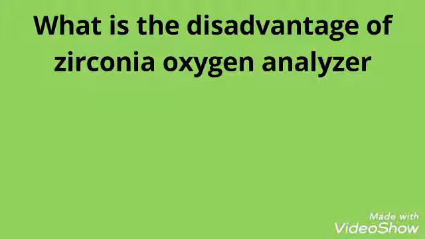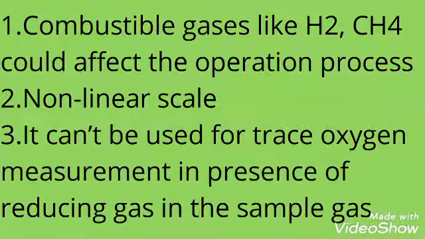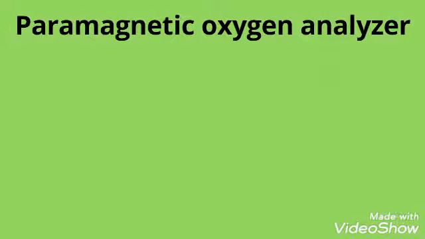Now we will see the disadvantages of the zirconia cell, or zirconia oxygen analyzer. Combustible gases like H2 and CH4 could affect the operating process. The scale is non-linear. It cannot be used for trace oxygen measurement in the presence of reducing gas in the sample.